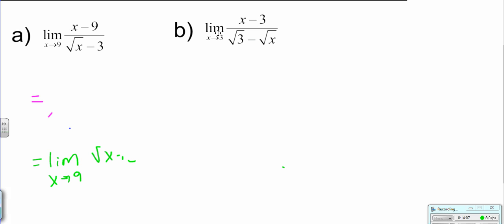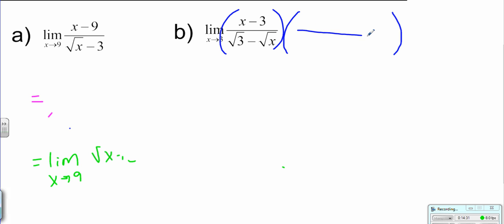So letter B. If I tried to plug in 3, I'd have 0 on the top. If I plugged in 3 on the bottom, I'd have 0 on the bottom, giving me that 0 over 0 indeterminate form, meaning I should be able to try maybe a different technique and come up with the actual limit. Notice where the radicals are. They are in the bottom. So let's use the bottom as our structure to rationalize this. Square root of 3, square root of x. This one had minus, so we're going to use a plus. And we'd have square root of 3 plus square root of x.